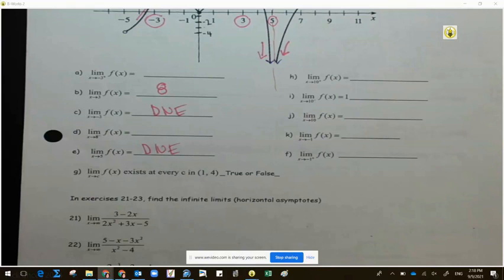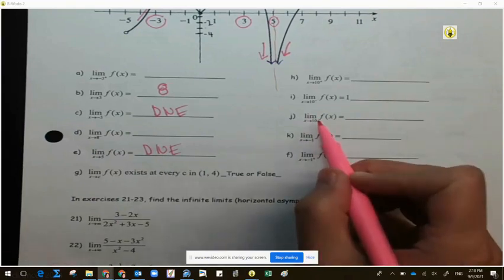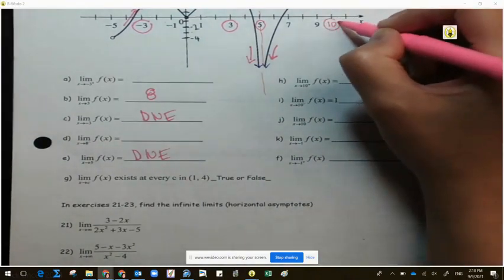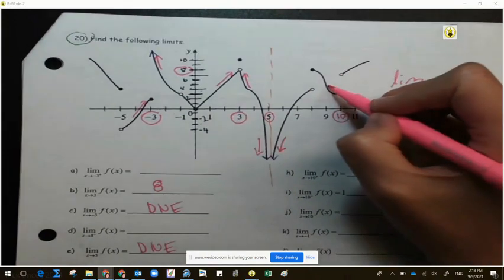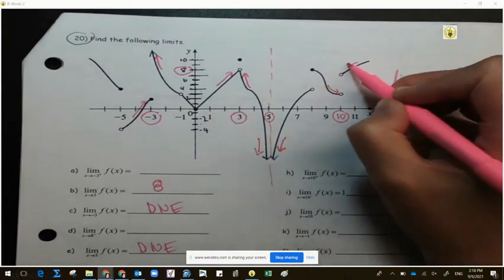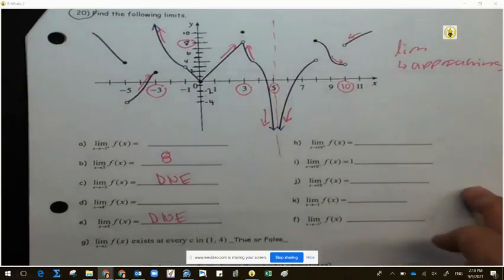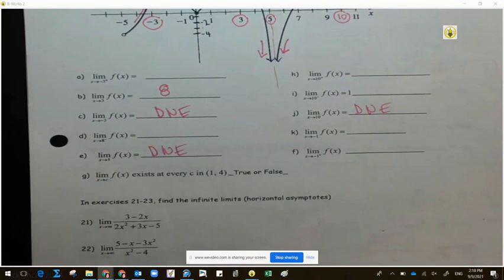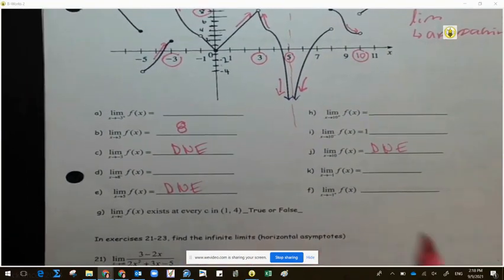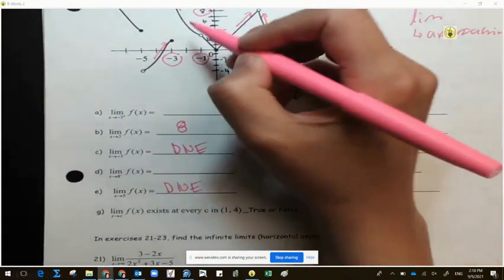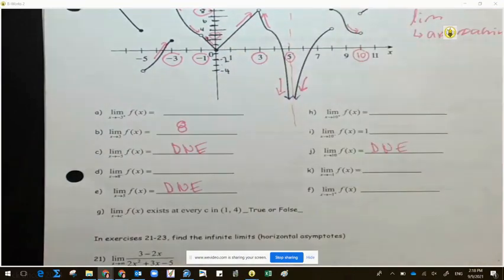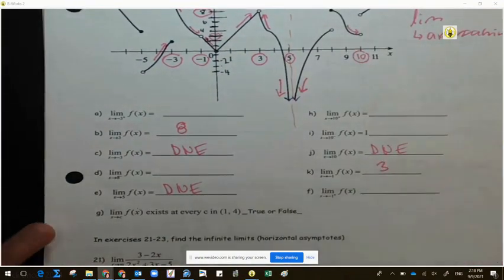Okay, let's go to the other one that's got a non-power. Let's go to J. On my J, we're reaching 10. So here's 10 right here. So 10 from the left along the line, 10 from the right. Are we reaching a common y value? No. So we know this one is does not exist. And then we can do K. K, -1, from the left and from the right, what number is it reaching? 3. Okay, I'll take that. 3 it is.